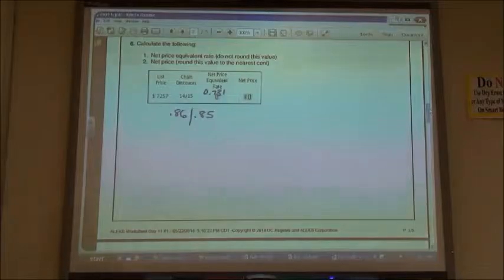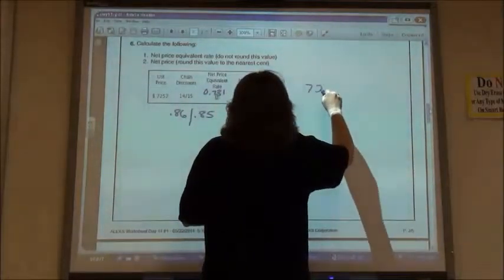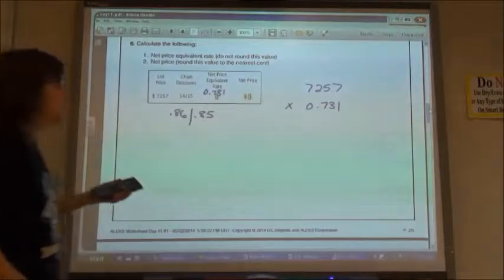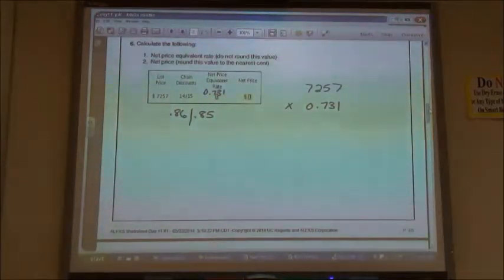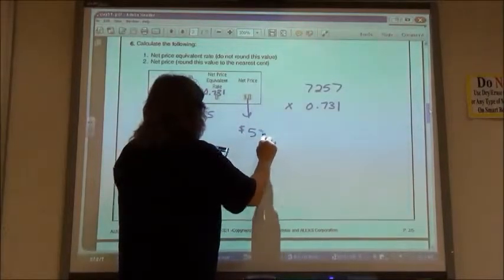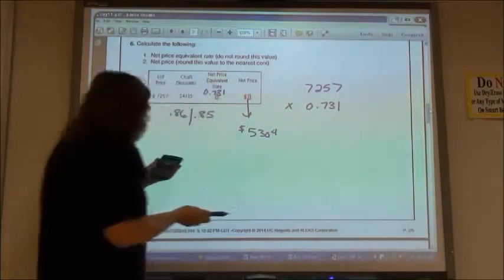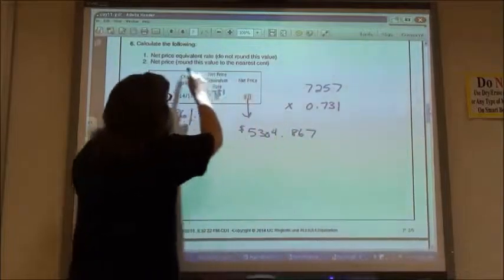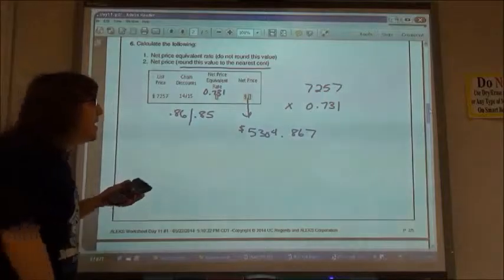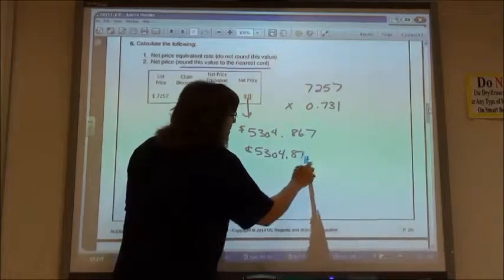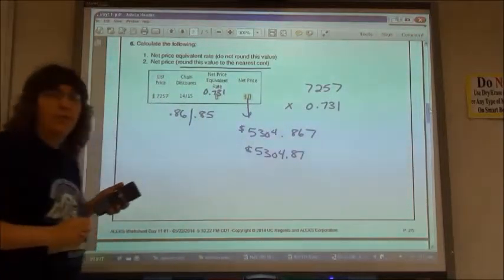We are then going to multiply our list price, the 7,257 times the 0.731. So if we multiply that out, I get a net price that I have to pay, $5,304, and this one gives us 0.867, but we know we have to round to the nearest cent, and so we're going to say $5,304.87. Since there's a 7 behind there, I have to round that 6 up by 1.